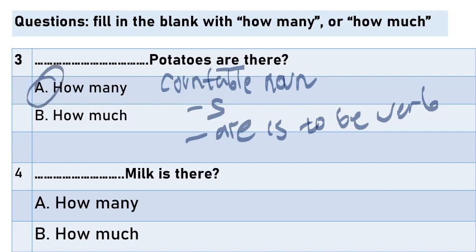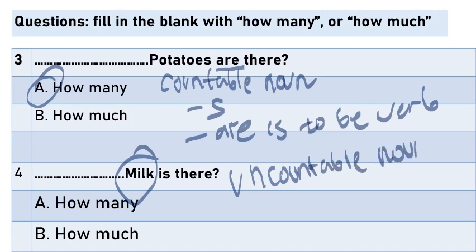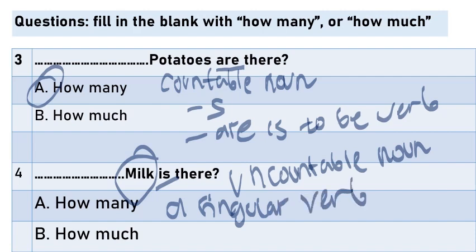Number 4. Blank milk is there. Milk is uncountable noun. Is a singular verb. So, which one? How many or how much? The answer is B. How much?